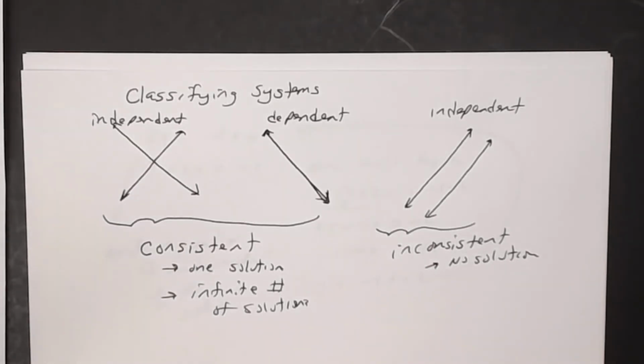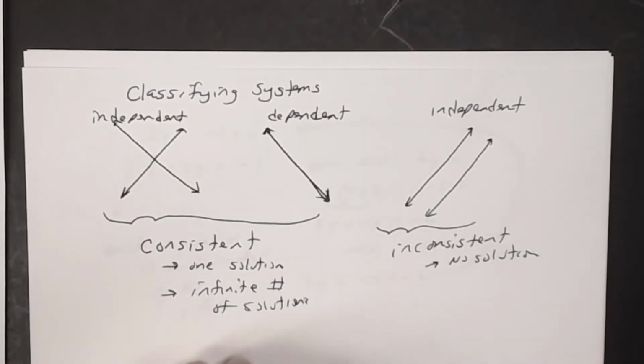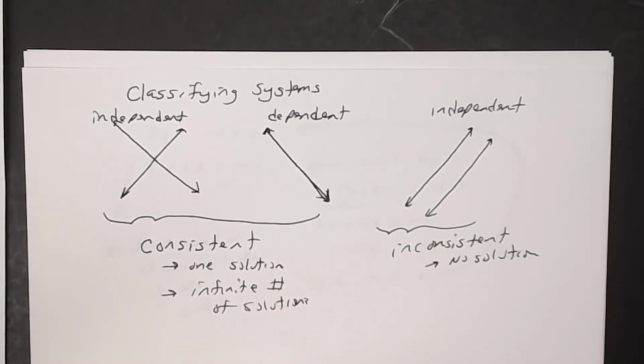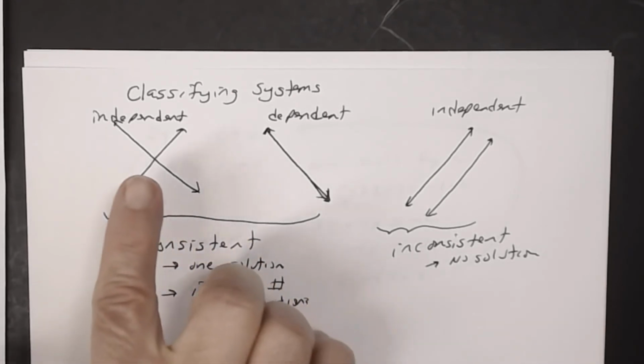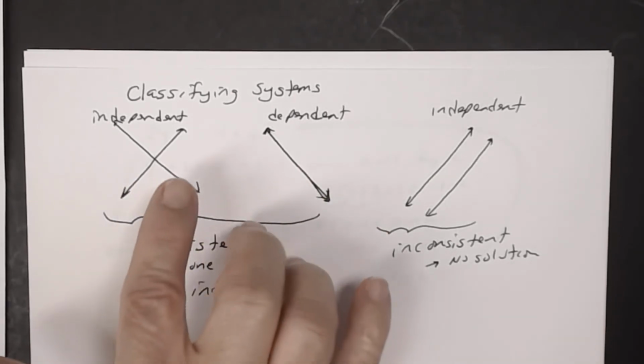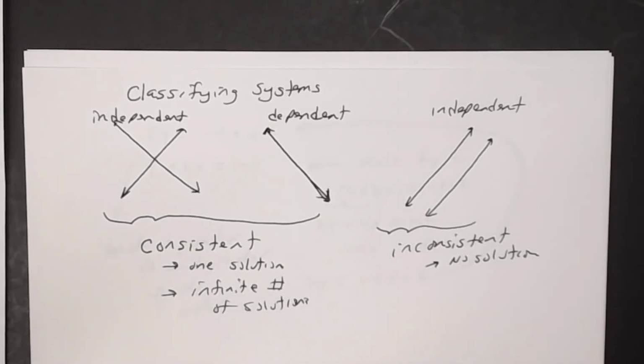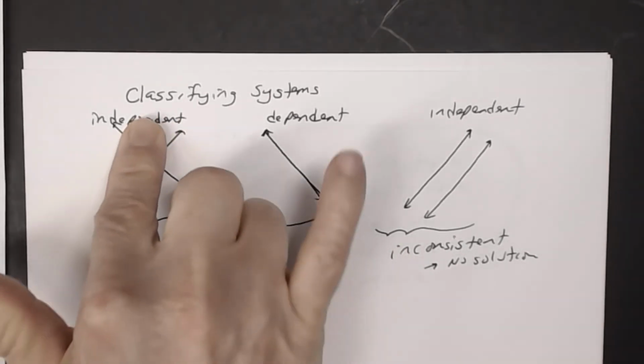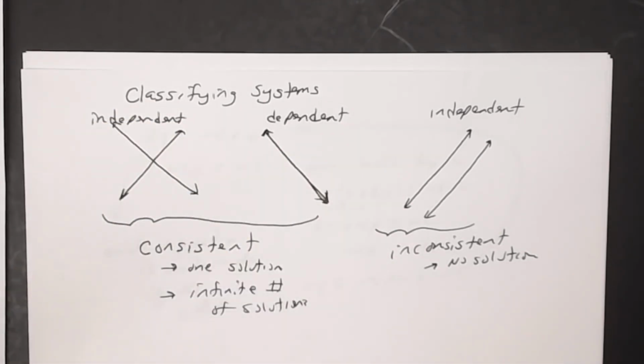Okay? All right, so a lot of information here, but basically you just need to know this. When classifying systems, either the system is consistent or inconsistent. If it's consistent, it means that you have at least one solution. In our case, it will be either one solution or an infinite number. Inconsistent means you have no solution. You can go further and talk about the equations. Either the equations are independent or the equations are dependent.